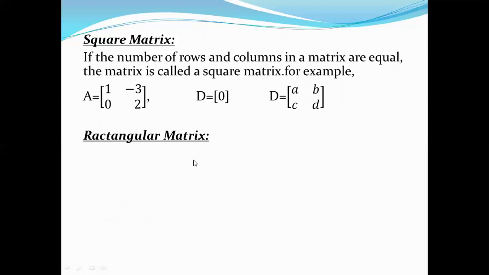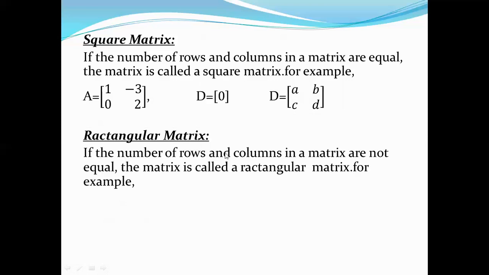Rectangular matrix. If the number of rows and columns in a matrix are not equal, the matrix is called a rectangular matrix. For example, A equal to [1, 7]. Here we observe that there are two rows, 1, 2, but one column. So its order is 2 by 1 and it is not equal. That's why this matrix is a rectangular matrix.